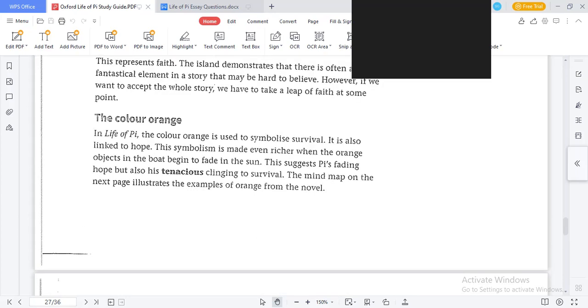Here's an important one, the color orange. You'll possibly find this in most of the paper. Discuss the color orange, the symbolism of the color orange.